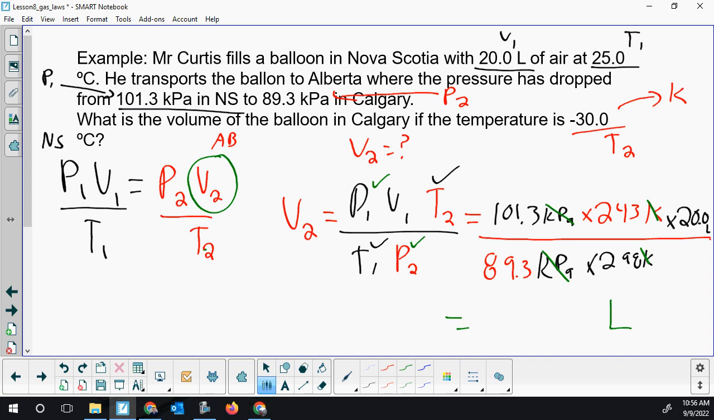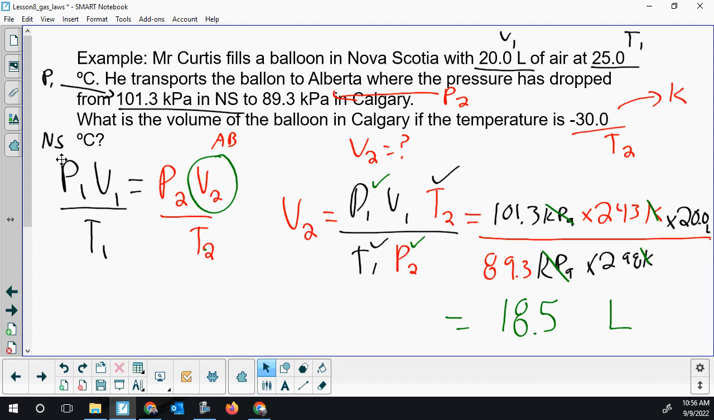Grab your calculator, crunch everything, leave all the decimal places in. And sig fig wise, 3 is the lowest amount of sig figs we have. So I rounded this to 18.5 liters.